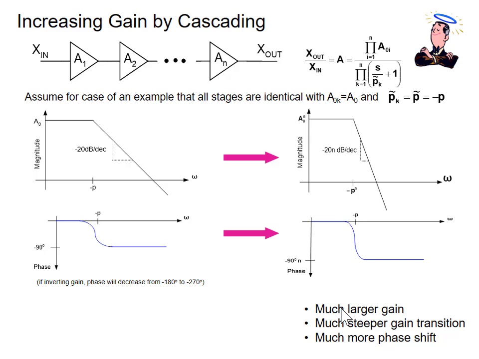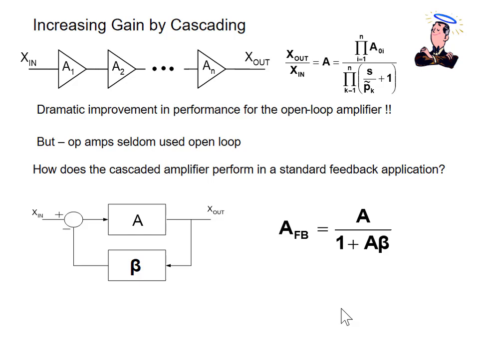Much larger gain, much steeper transition, and much more phase shift. But we don't use the op amps open loop. We use them closed loop. So let's assume that we put them in a configuration that can be represented with the standard feedback model. So the gain with feedback is A over 1 plus A beta.